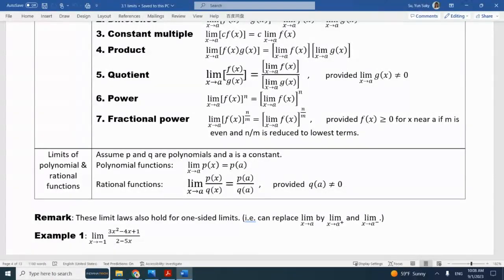So remember, these limit laws also hold for one-sided limits. So you can replace x goes to a by x goes to a from the plus or minus, meaning from the right or left. Plus is the right, positive side. And then minus is from the left. Okay, look at the following.